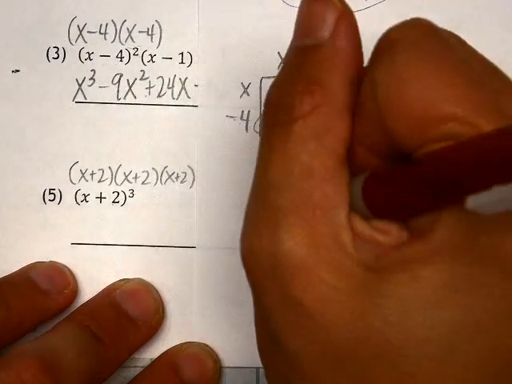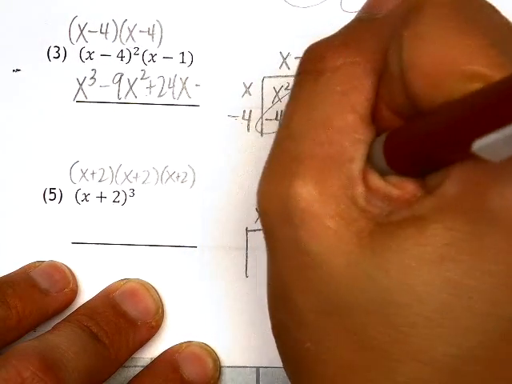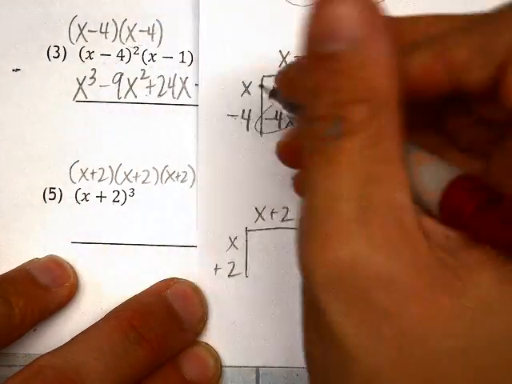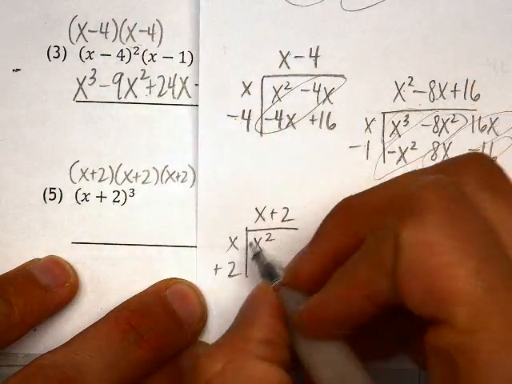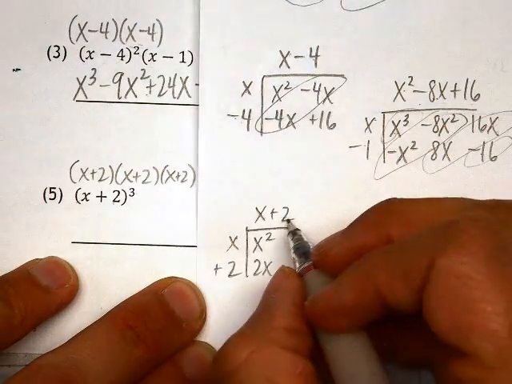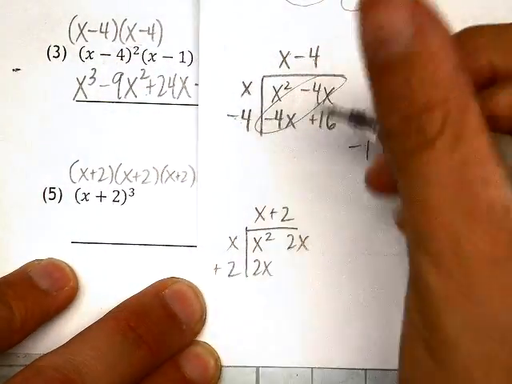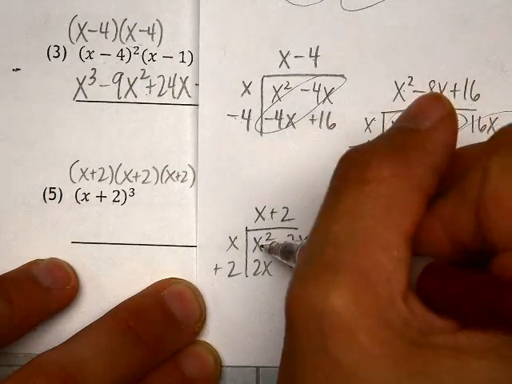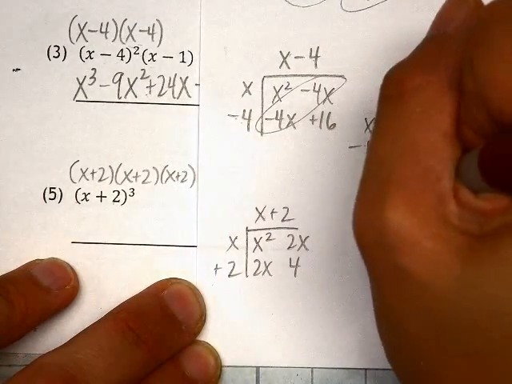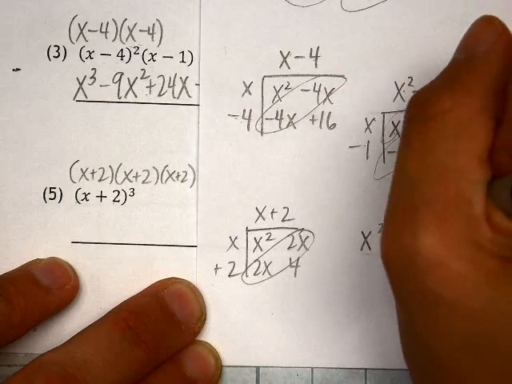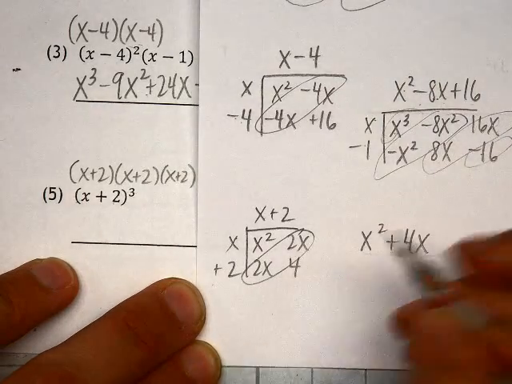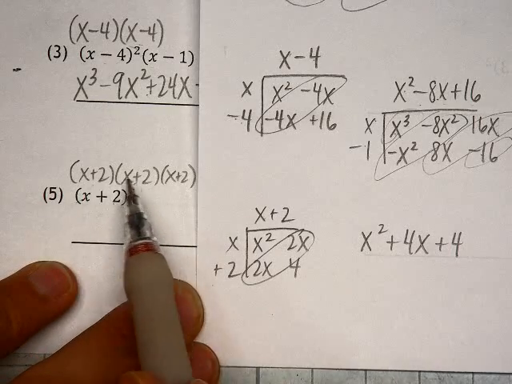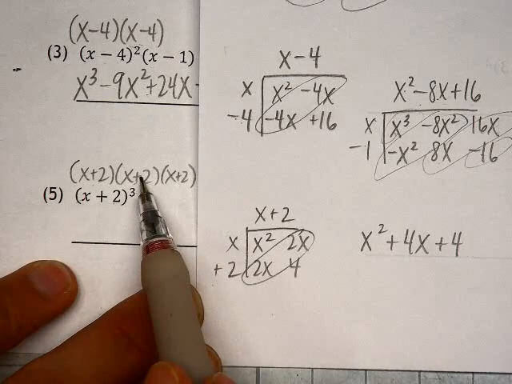I'll start by a rectangle with x plus 2 and x plus 2, and when I multiply that, I'll get x times x, x squared, x times 2 is 2x, x times 2 again is 2x, and 2 times 2 is positive 4. If I combine like terms, I have x squared with no like terms, plus 4x from the diagonal here, plus 4.